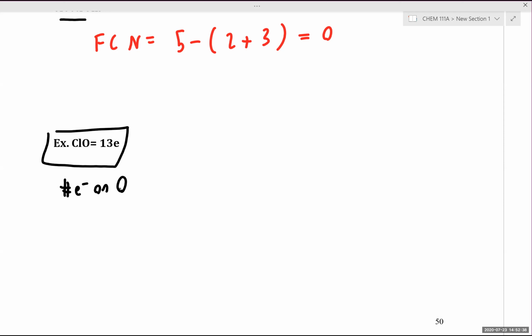And we'll discuss this example in about another 1.5 to 2 minutes.